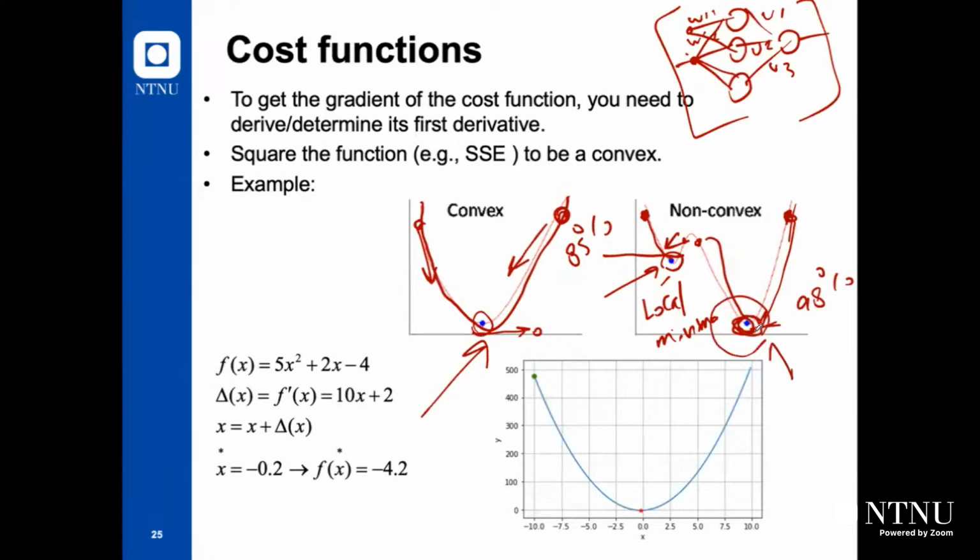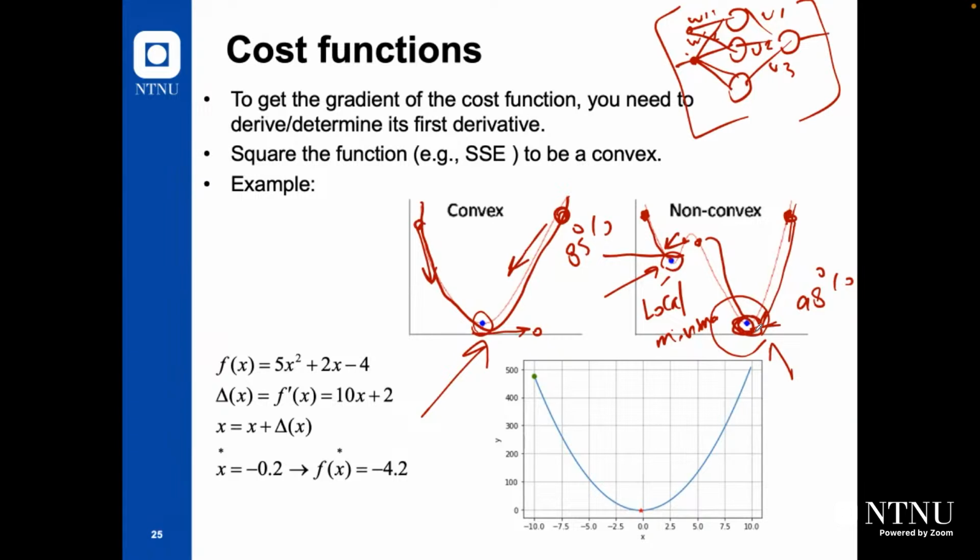So to get the gradient of the cost function, you need to derive its first derivative. It's very important to get the first derivative of your function. The loss function, you need to square it. So in this case, when we square the function, it will be convex, right? We need to have a convex function in order to be able to minimize it.